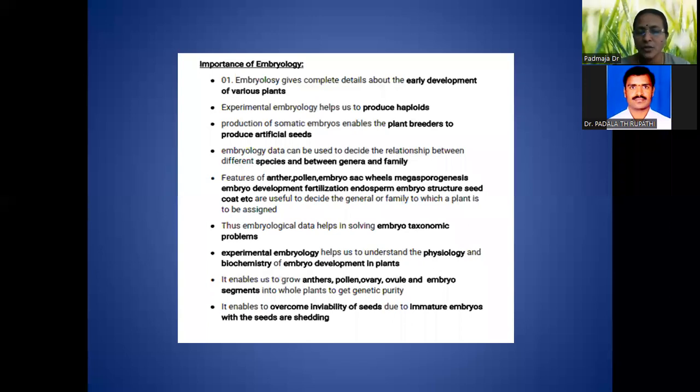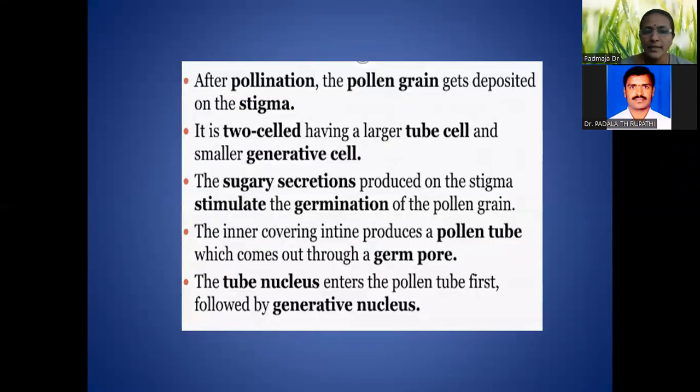And it enables us to grow anthers, pollen, ovary, ovule, and embryo segments into whole plants to get genetic purity. These can also be done under tissue culture by taking different parts of the flower and using them for culturing. And it enables us to overcome the unavailability of seeds due to immature embryos when the seeds are shedding. If the seed does not have a viable embryo, it is not helpful for the plant to grow. And these are some of the important bits.